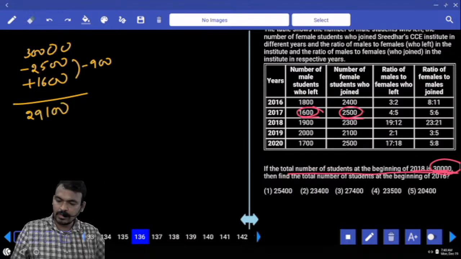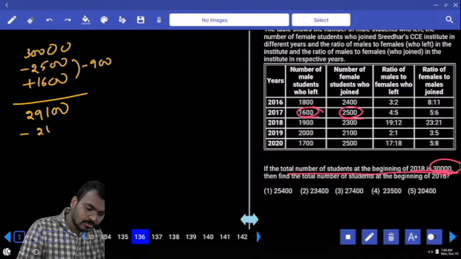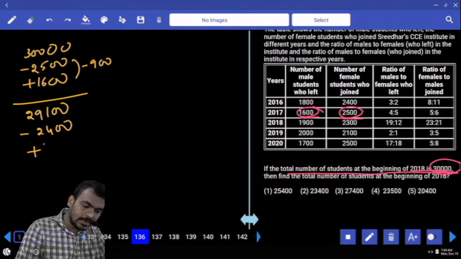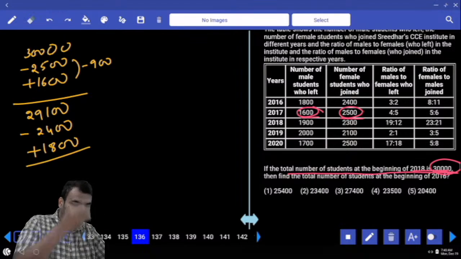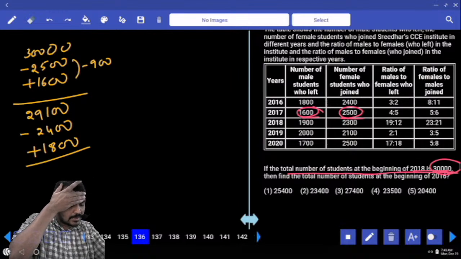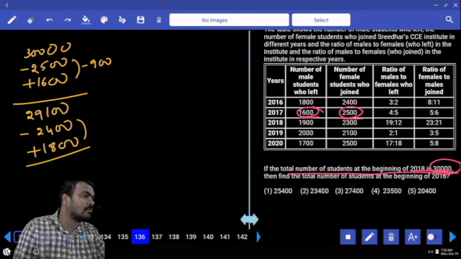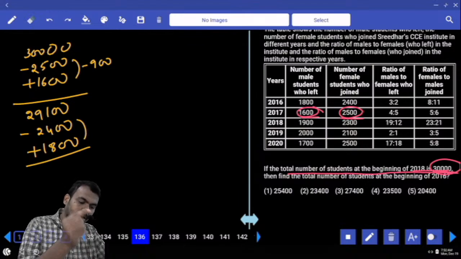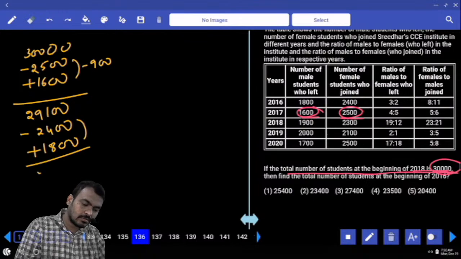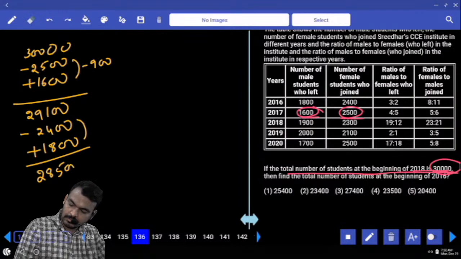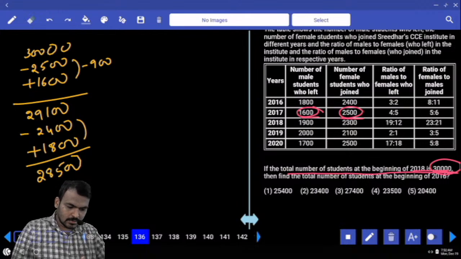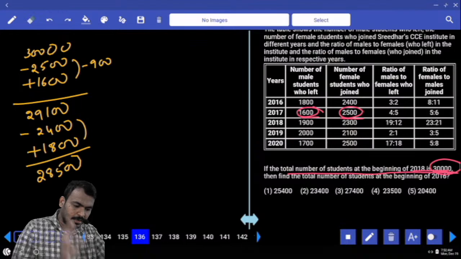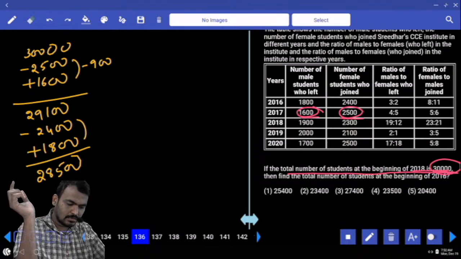In this one we are subtracting 2400, adding 1800. 29,100 minus 2,400 plus 1,800. What is the difference here? Minus 600. Minus 600 and 29,100. Difference is 28,500. 28,500. 2,400 and 1,800 difference is 600. 29,000.